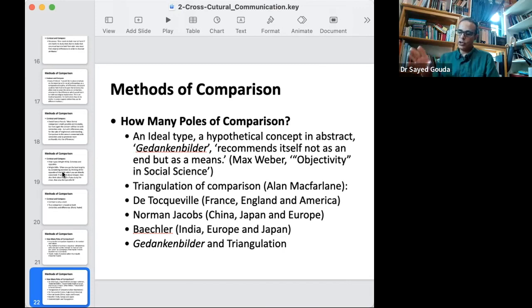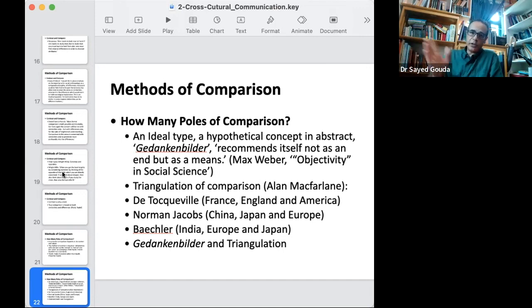Like if you compare between China and Japan, then try to include China and America, for example. If you compare anything, select any topic, and you could take China and America as examples to make the comparison, then your study would be more interesting if you add Japan as well. Why? Because Japan has similarities and dissimilarities with both sides. Japan is similar to China, in that it is an Asian country, and it is similar to America also because it's very westernized. So in a way, it falls in the middle between China and America. So when you make this comparison using this triangulation, as suggested by Alan McFarlane, your comparison will be more interesting and very rich.